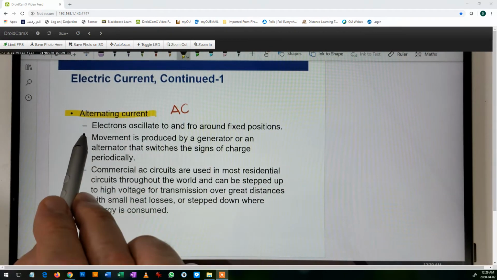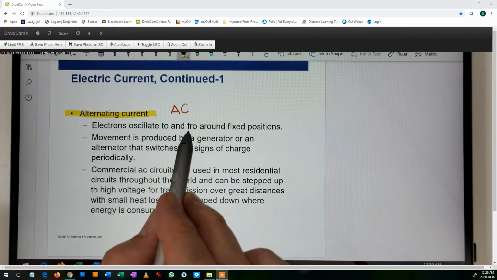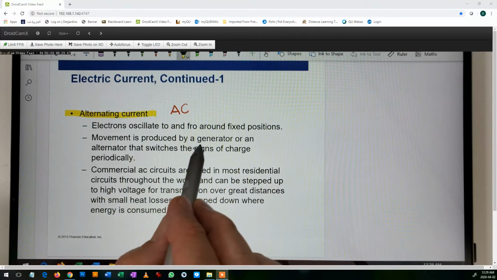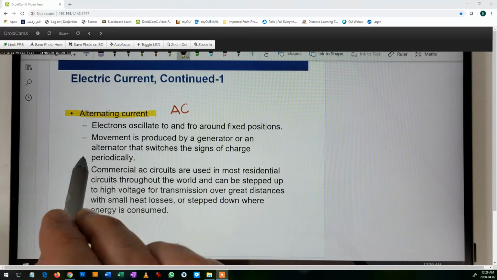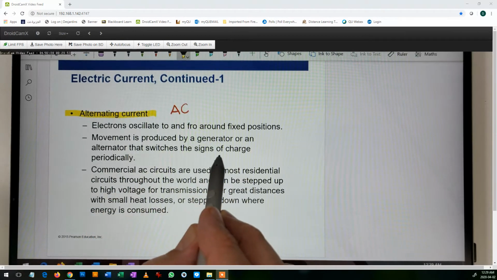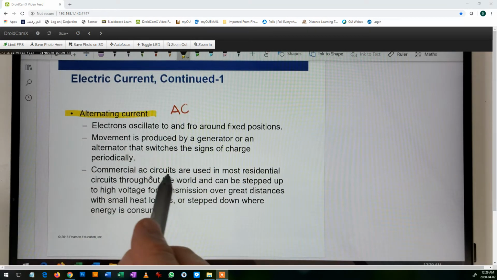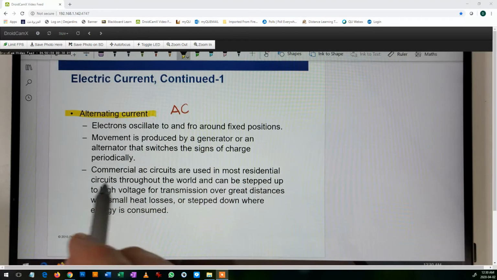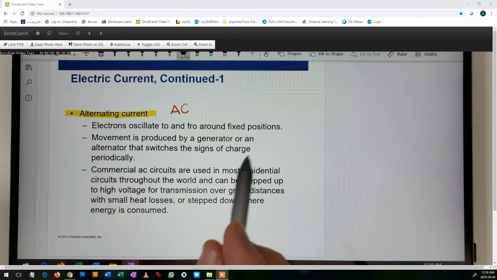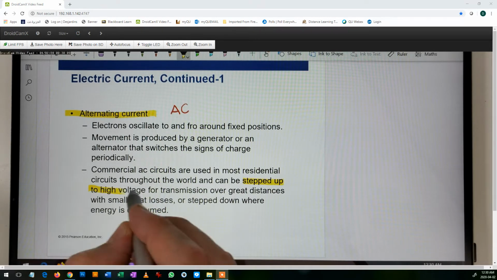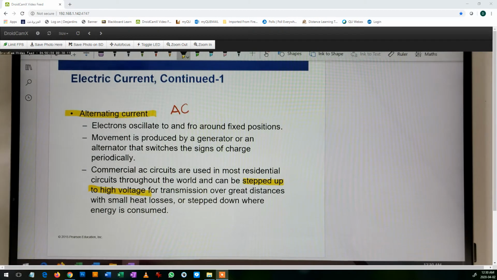Alternating current, electrons oscillate to and fro around a fixed position. Movement is produced by a generator or an alternator that switches the signs of charge periodically. Commercial AC circuits are used in most residential circuits throughout the world. Can be stepped up to high voltage, meaning we increase the voltage. We increase the voltage, we reduce the current.